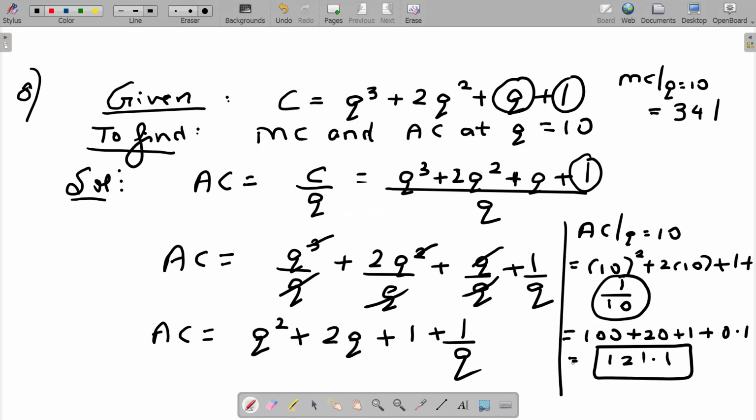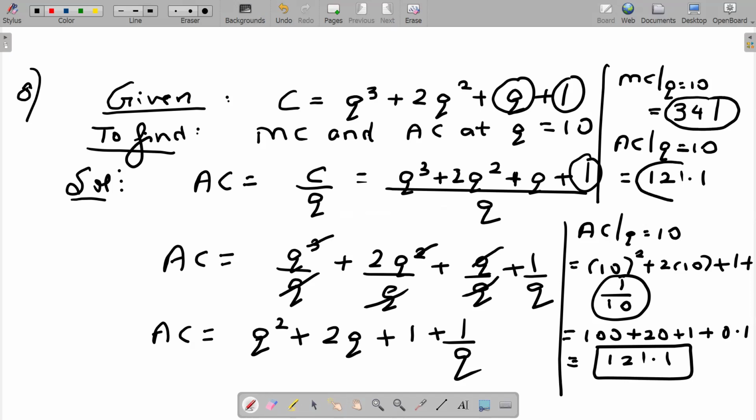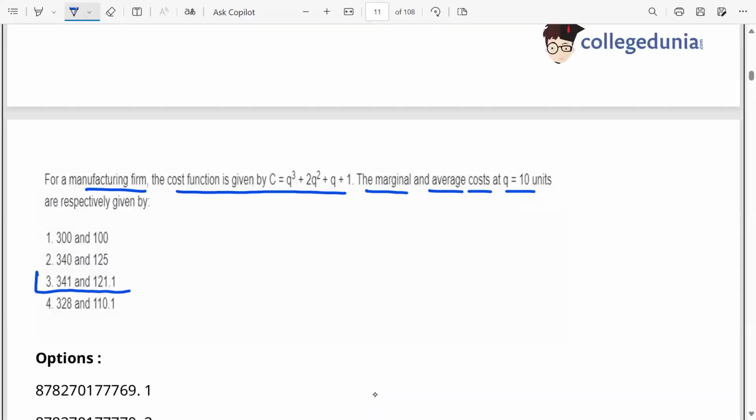This is my average. So I can write here that the average cost at Q equal to 10 has come out as 121.1. So these are my answers. Marginal cost is 341, average cost is 121.1. If I come back to the question paper, marginal cost is 341, average cost is 121.1. This is my answer for this question. So hoping all students have understood this.